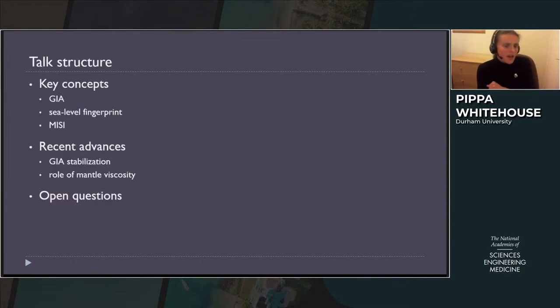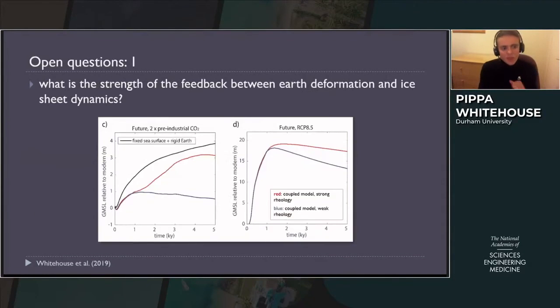Those were two areas where we've seen relatively recent advances. So hopefully you're now getting an idea that GIA helps stabilize ice sheets. And if we have a weak enough mantle viscosity, that stabilization is much, much stronger. So I'll just go into the last couple of slides where I've posed a few open questions.